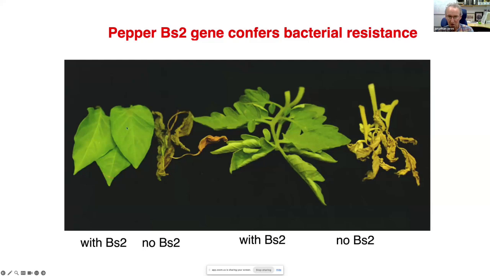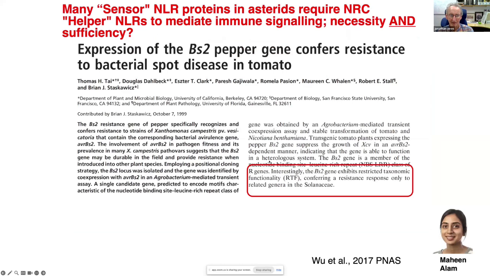And it turns out if you take the PEPPER-BS2 gene to tomato, you get the same result, which is good because actually in tomato there's very little variation for control of Xanthomonas disease. But what he did was, what he found that this is the paper from 1999.